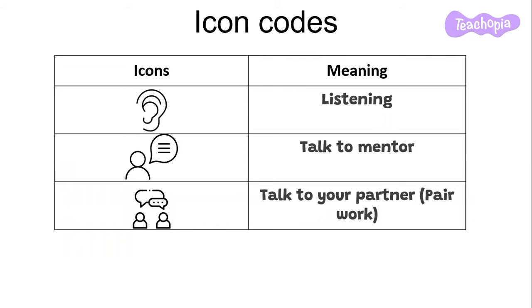This time in the slides, you can see these icons. If you see an icon of an ear, that means this activity or this slide is only for listening, where teachers have to listen to these particular slides. Then if you find a man and a speech bubble in the slide, that means this is an activity where the teachers have to talk to their mentors. Means that is where you have to elicit responses from teachers directly.